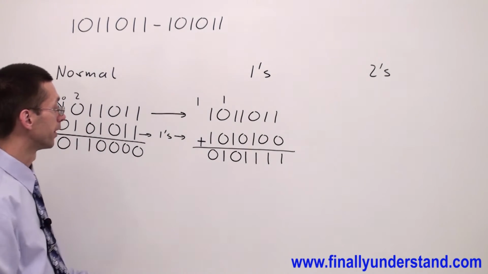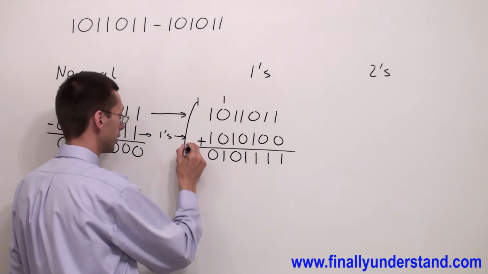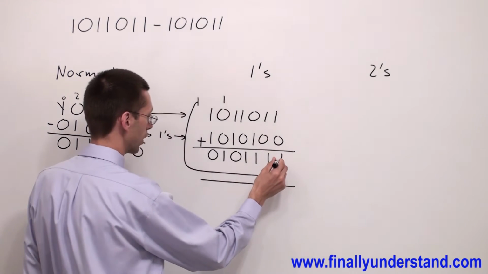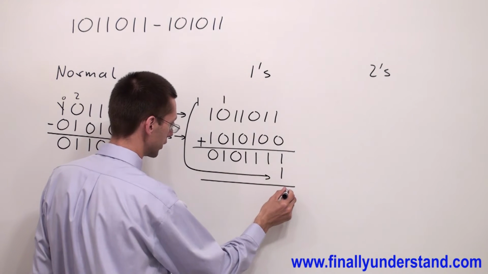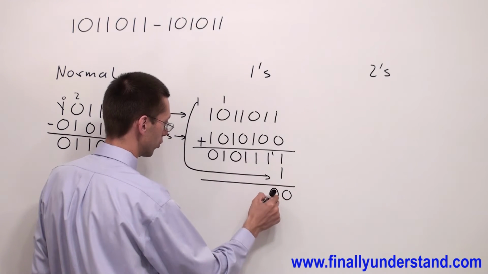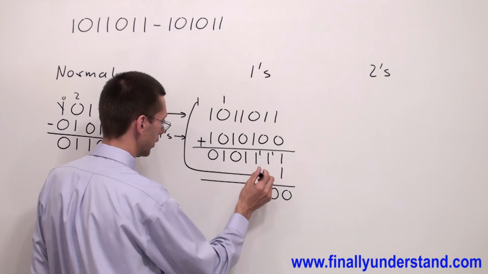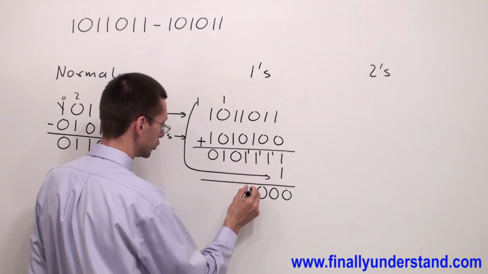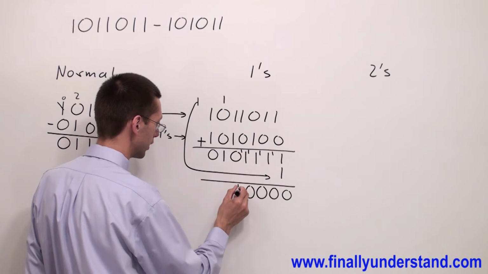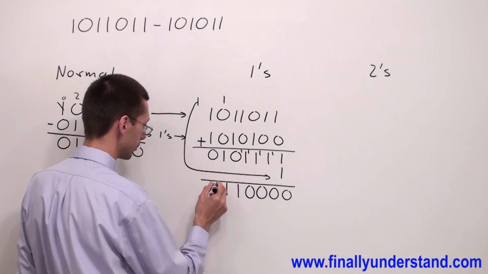Remember, anytime we do 1's complements, we're supposed to take this carry down and add it to our result. So 1 plus 1 is 2, that's why I have to write 0 and carry 1. 1 plus 1 is 2, write 0 and carry 1. 1 plus 1 is 2, write 0 and carry 1. 1 plus 1 is 2 and carry 1. 1 plus 0 is 1, copy down this one, and I have 0.